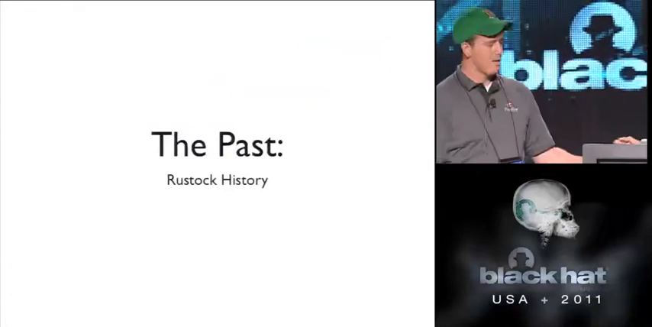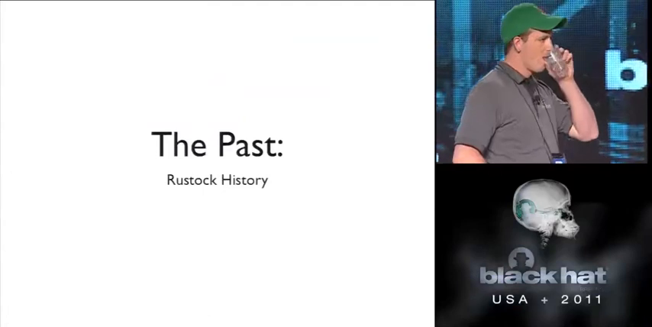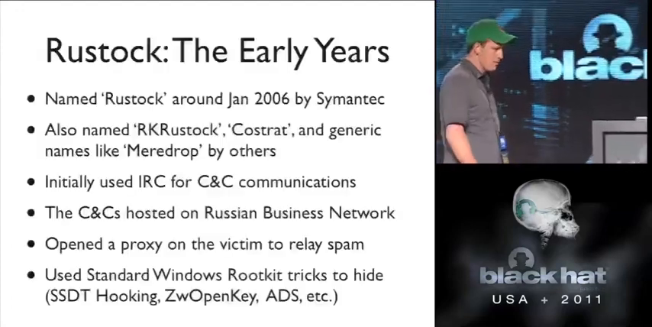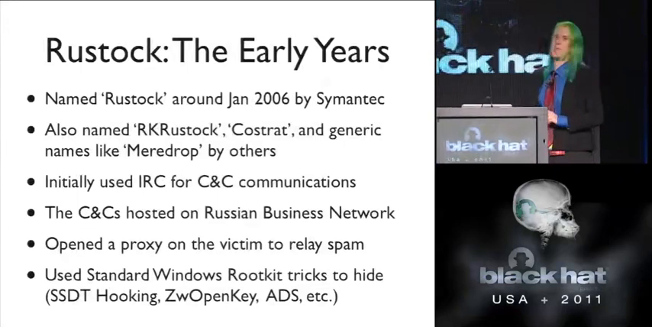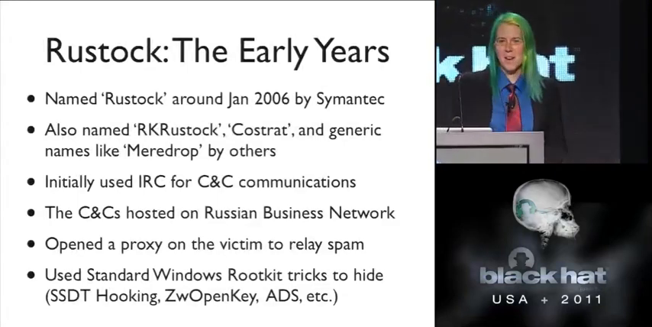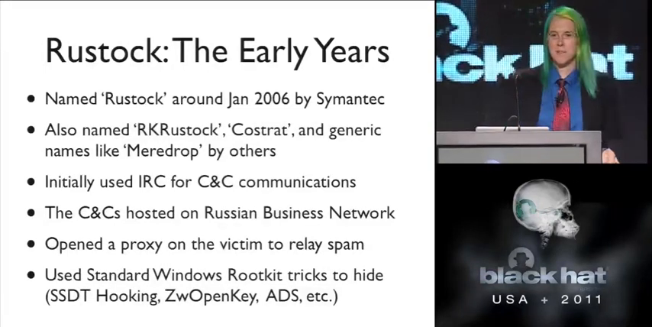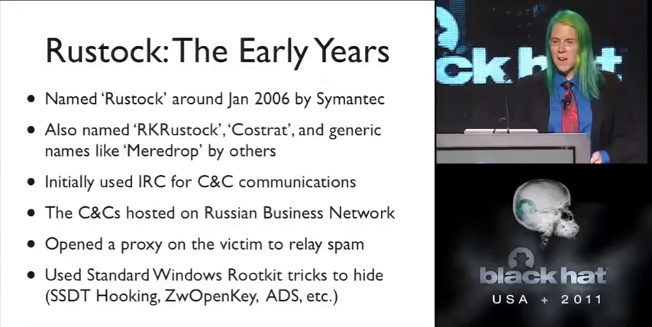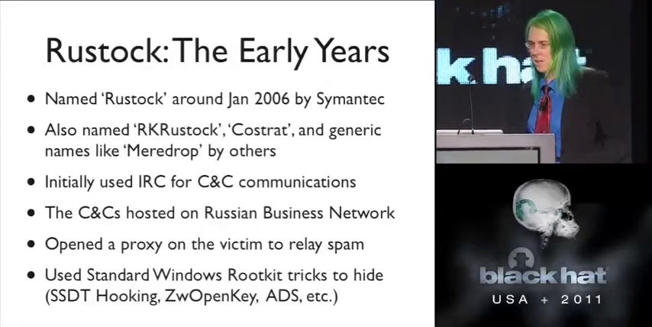All right. So Julia's going to talk a little bit about some of the early Rustock stuff, and then I'll get back into it. All right. So Rustock was first named in about 2006 by Symantec. In the long tradition of no two antivirus companies ever calling a piece of malware by the same name, it was also known as Costrad and RK Rustock and some other stuff. Initially, it was a very different sort of bot. It used IRC for its C&C, which is fairly common in 2006. And the C&Cs were on the Russian Business Network, along with many other botnets at the time.